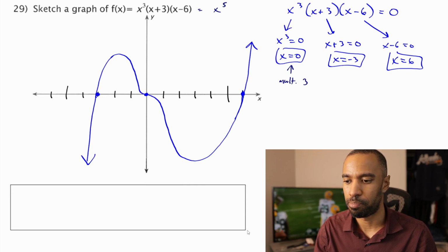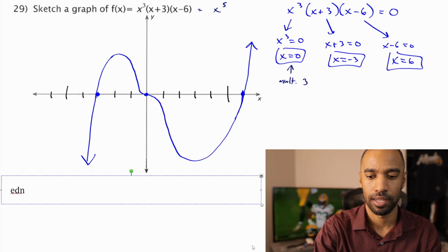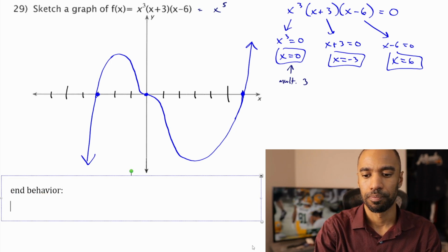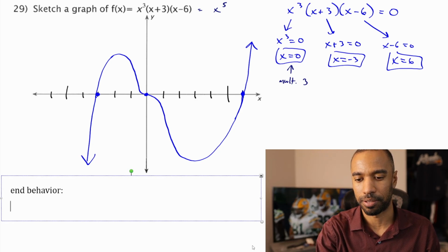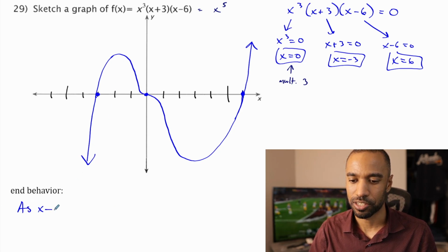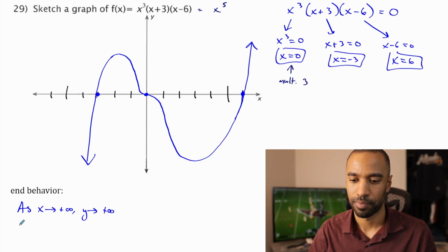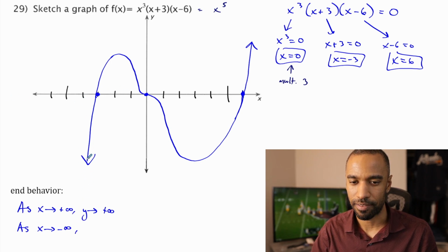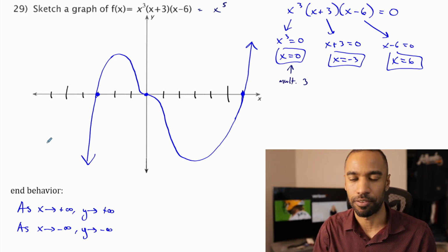Let's talk end behavior. We just did, but let's do it in a more official way. Let me just handwrite it. All right, here we go. As x approaches infinity, as x goes forever right, what are the y values doing? Well, they're going forever up. Y approaches positive infinity. As x approaches negative infinity, as we go forever left, we see the y values forever down. Y approaches negative infinity. So there's our end behavior of that graph.